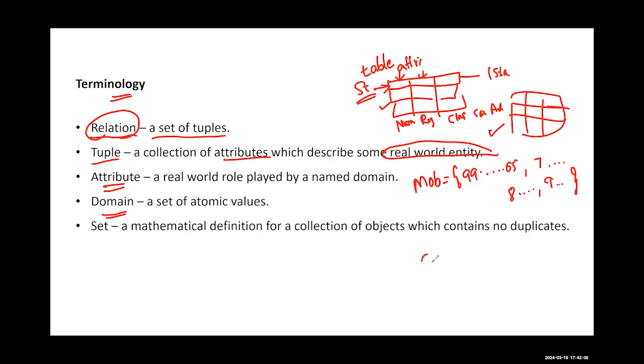For example, suppose a particular organization or college is offering only BCA and BBA, then the domain for course becomes BCA and BBA. Okay, so this is a limited domain. So remember, domain is a set of atomic values which is possible for that particular attribute. What is a set? A mathematical definition: a collection of objects which contains no duplicates. So when I say set, it is a collection of objects which do not have any duplicate.